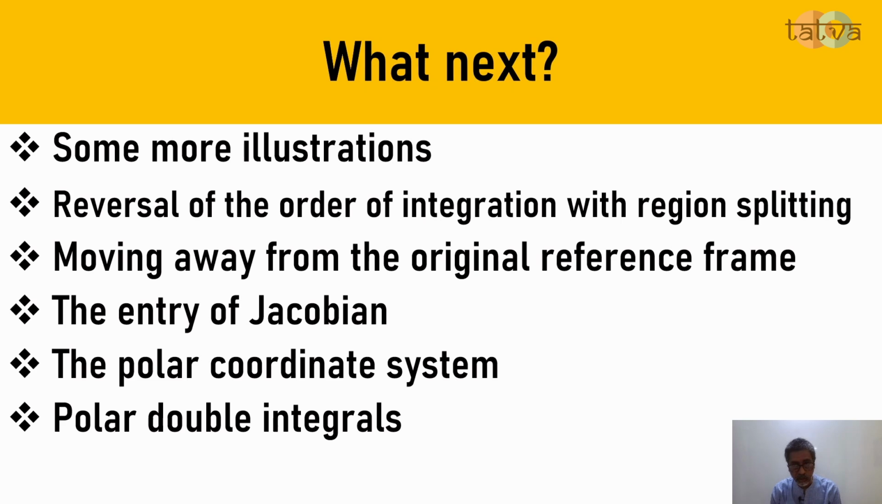Of course, in an orderly manner, we will be studying problems on changing order of integration first, without splitting and with splitting, followed by the polar coordinate system and a quick review of the Jacobian and how Cartesian double integrals can be converted into polar double integrals.